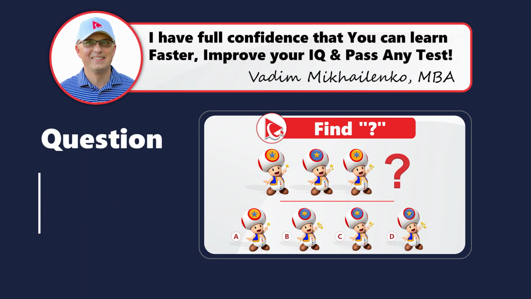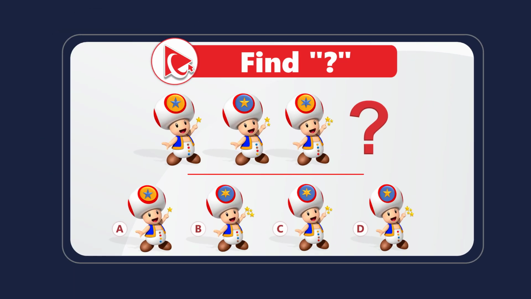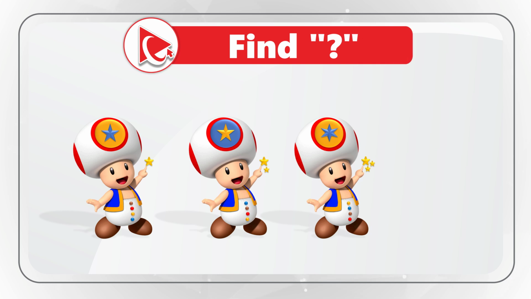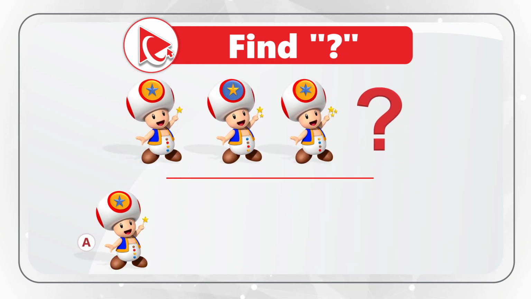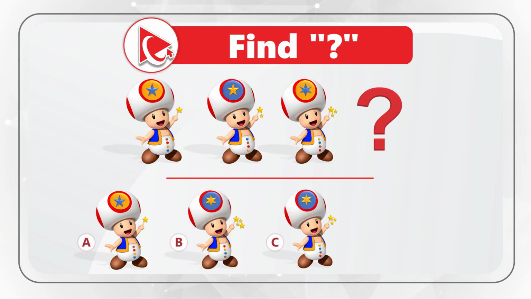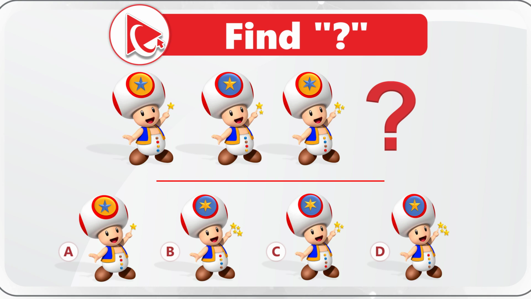And now I have a surprise question for you to practice your skills. You're presented with the sequence of wizards. You see 3 wizards on the screen and 4th wizard is missing. And you need to find the missing wizard out of 4 possible choices. Choices A, B, C, and D. Take a close look to see if you can select the next wizard in the sequence.